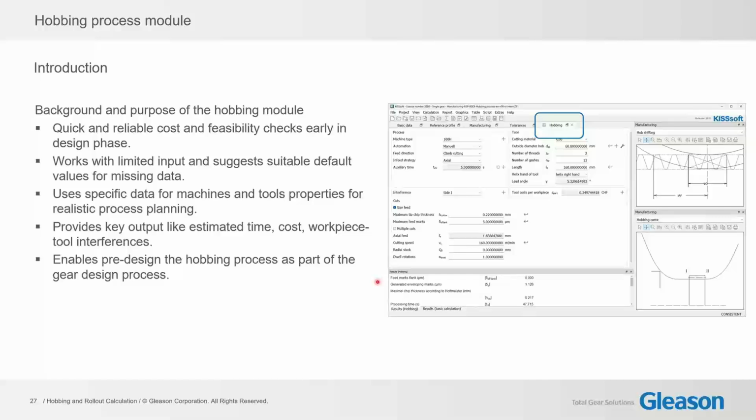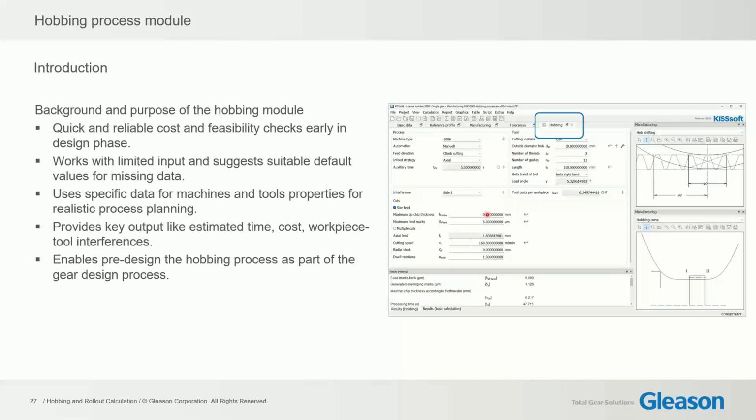A few slides about the Hobbing process module before we go to the example calculation. This is also something that was added for the 25 release. This gives us a quick and reliable cost and feasibility checks early in the design stage. The calculation works with limited inputs and suggests suitable values for missing data. It uses specific data for machines and tools to calculate realistic processes, and it provides some key outputs like the estimated cutting time, the estimated cost, and also the workpiece tool interferences.